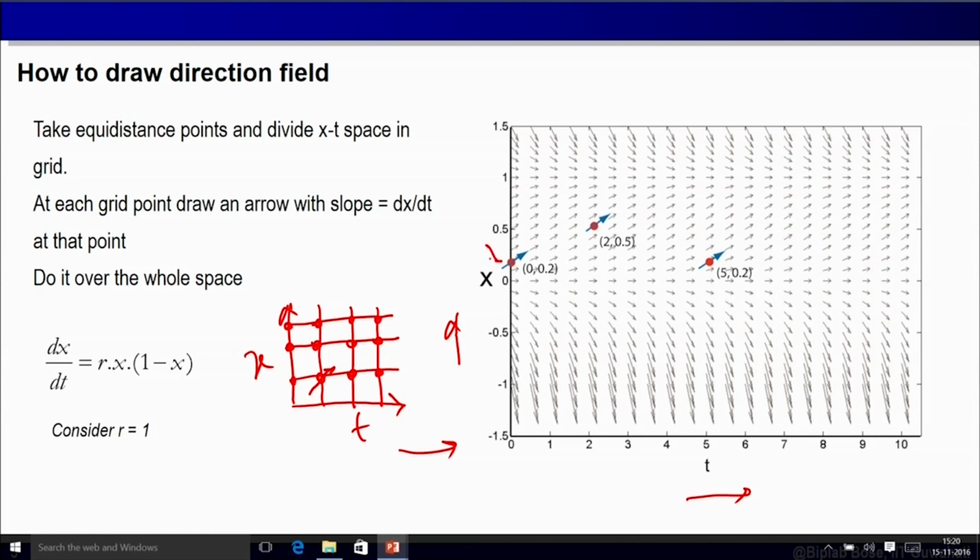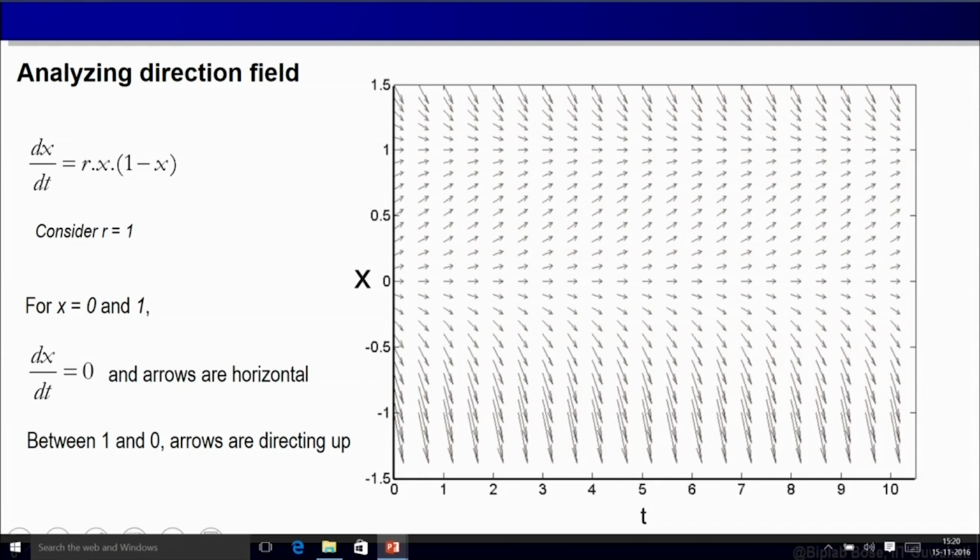So, for example, this one you have seen, this is a grid point with 0.2, this is another grid point with 2.5, this is another grid point with 5.2, and at each of these grid points there is an arrow. The slope of the arrow is equal to the derivative of the dependent variable, that is x, at that point. This whole diagram with arrows in the dependent variable and time space, x and t space, is called a direction field. For any given ODE, you can draw this direction field.